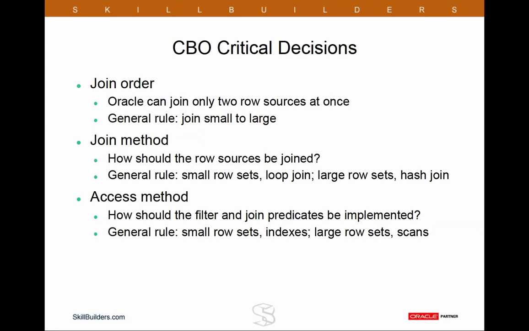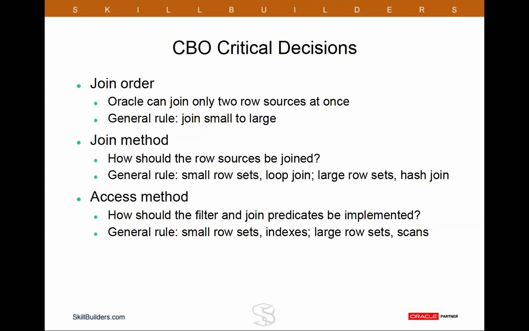Join method. How should the row sources be joined? Should it do a loop type join, a nested loop? Now I'm starting to talk about join operations. And obviously in our SQL tuning class, we talk about join operations in great detail. Are we going to do a loop join, a nested loop, or are we going to do a hash join? Which is better for a particular situation?